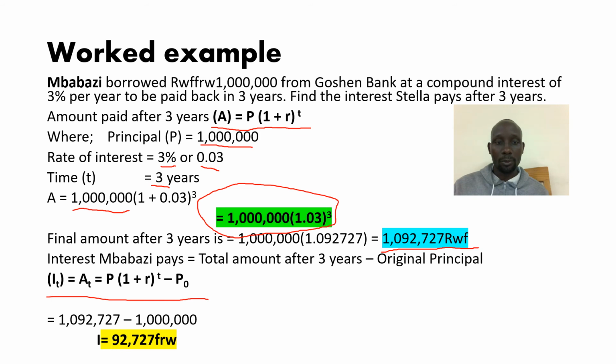However, to get our level of interest, we shall use our formula, this one. So we shall subtract the principal amount from the total amount. So this will give us 1,092,727 minus the principal, which is 1 million, and our interest will be 92,727 francs.